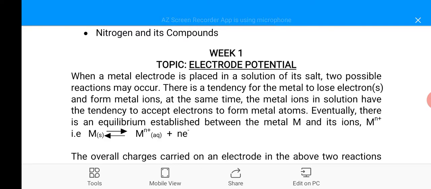Eventually an equilibrium will be established between the metal, say metal M, and its ions, say M^n+. What does that mean? The n+ there is telling us the oxidation state of the metal ion in question. Now, we have the metal in a solid form. It is possible we have it going forward, forming its ion. Then there will be loss of what? Loss of a certain number of electrons.